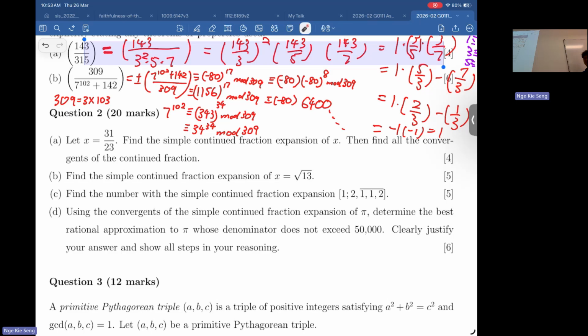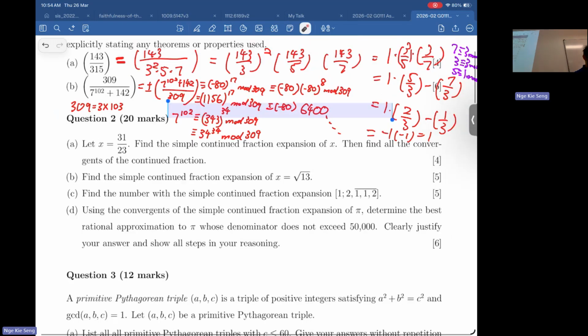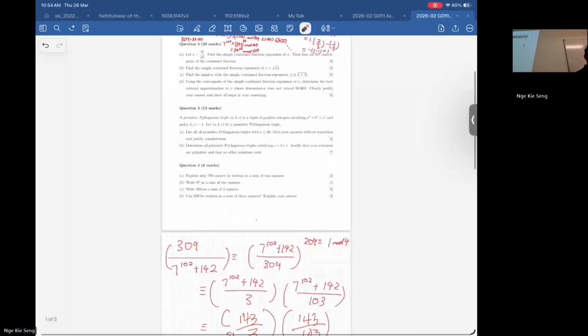What's the algorithm? Alpha 0 is x, and then A0 is the floor of alpha 0. Okay. And then alpha 1 is what? 1 over alpha 0 minus the floor, which is A0. And then A1 takes the floor again. Make sense?